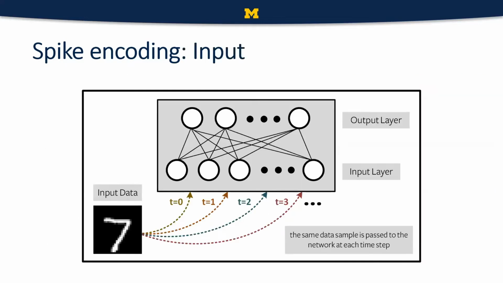So how do we actually computationally process this in a deep learning algorithm? Imagine we have this black box neural network.